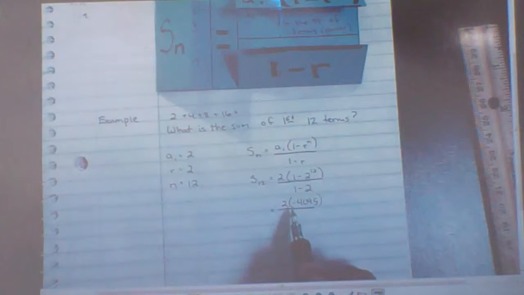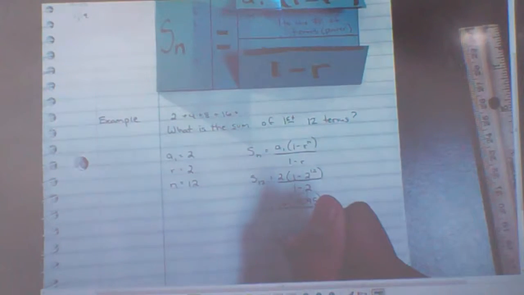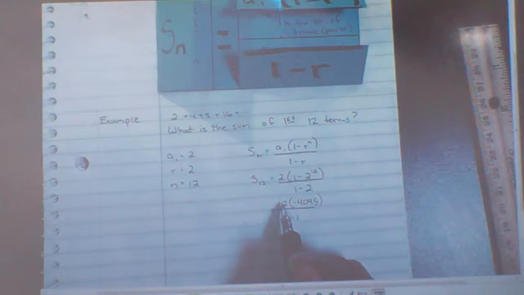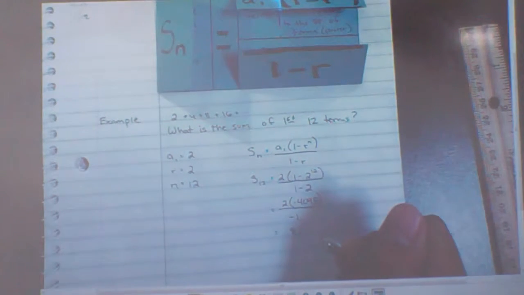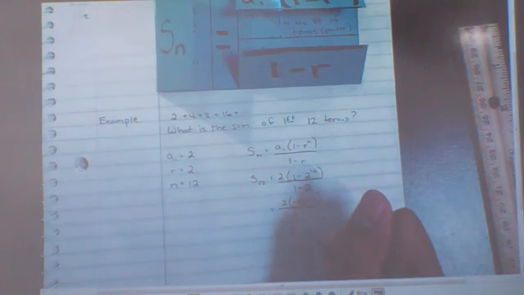Now what I'm going to do is that this will become... Now think about this. In the numerator, we're going to have a negative number, but that's also divided by a negative number. So this will be a negative divided by a negative, which is a positive. And 2 times 4,095 is what? 8,000. 8,000? 200. Close. 100. 90. All right. It's positive. And that's it.